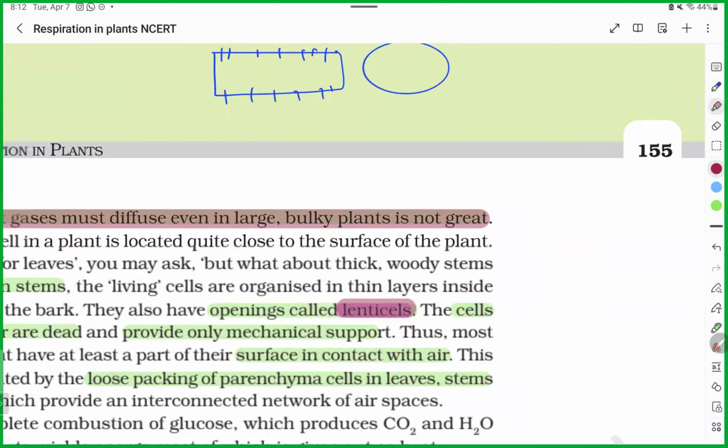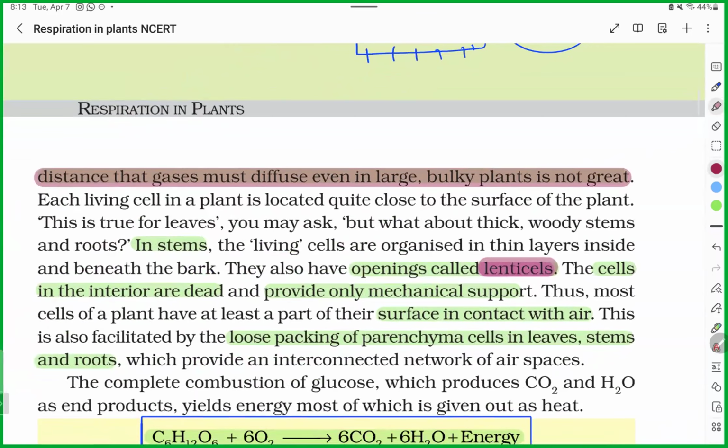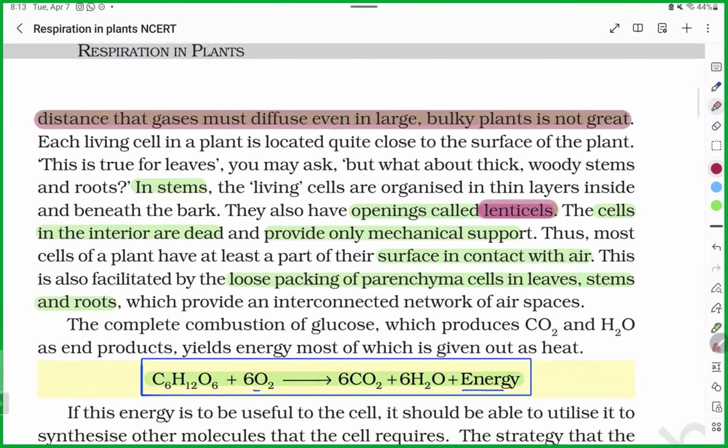Correct? Third reason, the distance is very small, so they can easily cover it. Like in a human being, the lungs are present in the chest region, and we have to transport oxygen to the toe tip. So in that case, the distance is long. But in the case of plants, the distance where gas exchange happens is very small. Every living cell of the plant is located quite close to the surface of the plant.